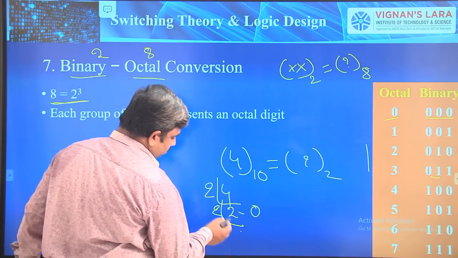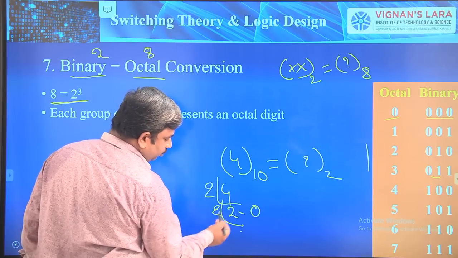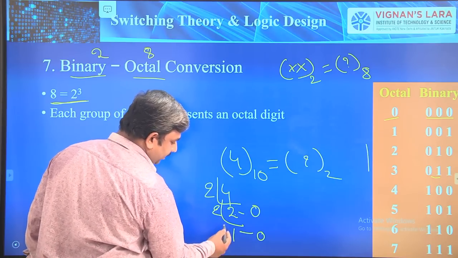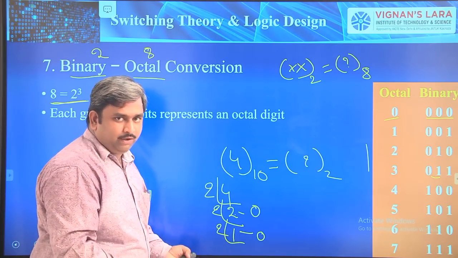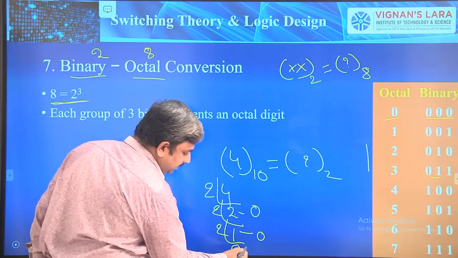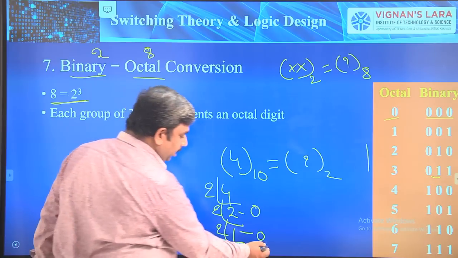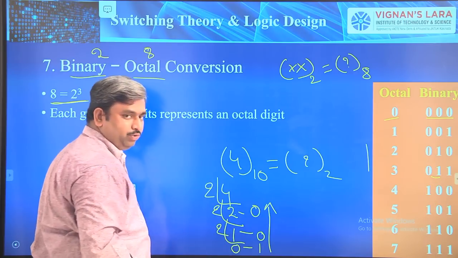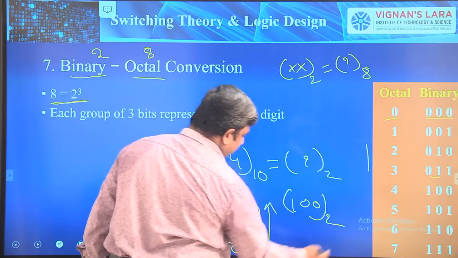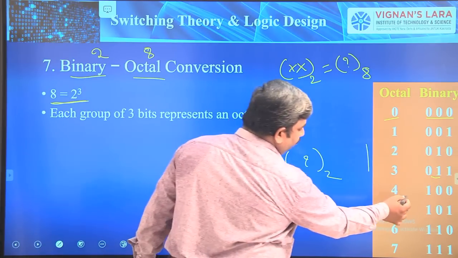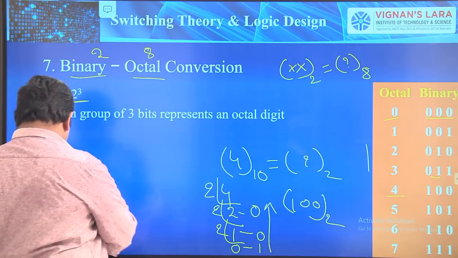Right. 2 2s are 4, the remainder is 0, and 2 1s are 2, and the remainder is 0. Next, you can't divide this 1 by using 2, so the quotient is 0 and the remainder is 1. Now the values you have obtained, you have to write from down to top. So 1 0 0. This is the binary equivalent number for 4. So the value for 4 is 1 0 0.